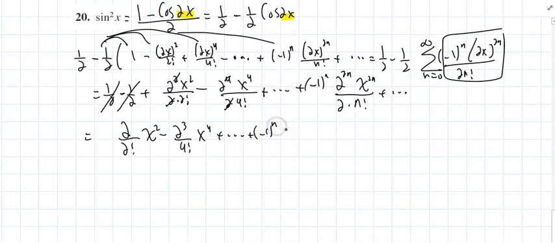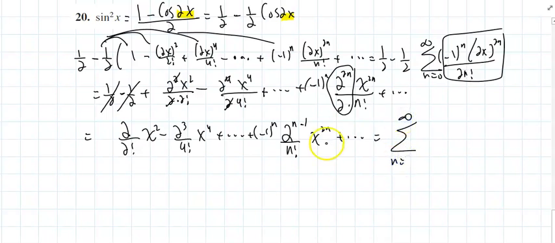Negative 1 to the n. This is going to be 2 to the n minus 1, combining those two, over n factorial x to the 2n. That would be the series n equal to infinity. So I know this is really what this part is. That's why I didn't bother writing it up there. You don't have to reinvent the wheel twice. You know exactly how this works.